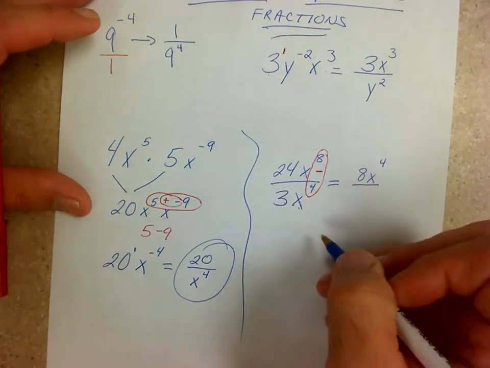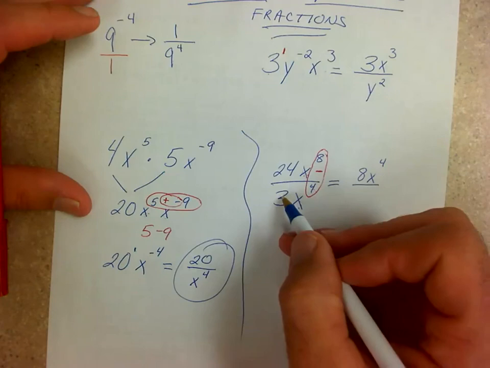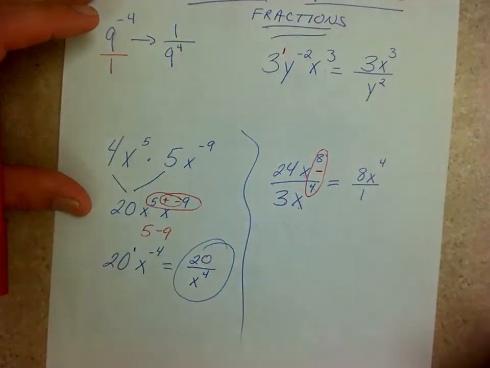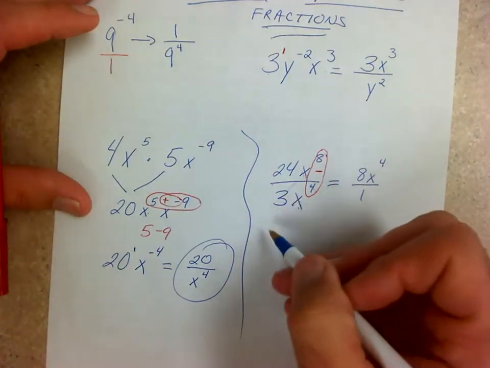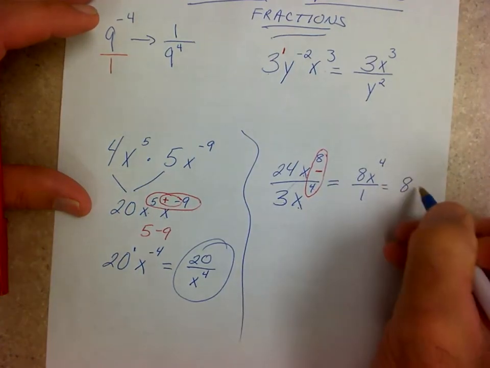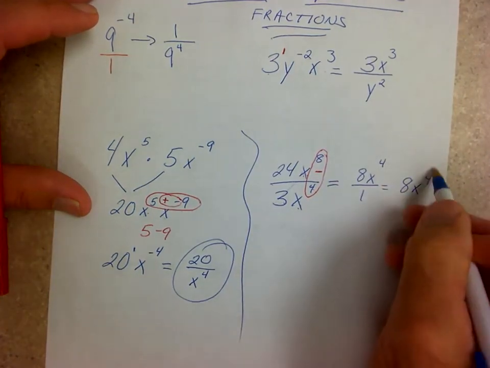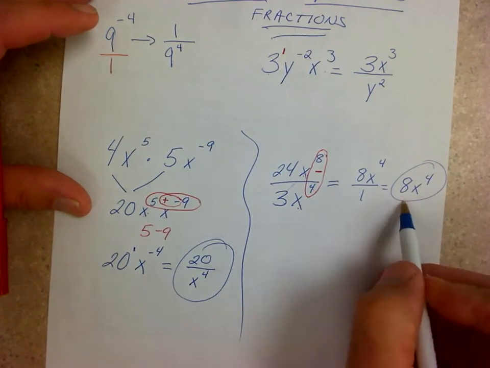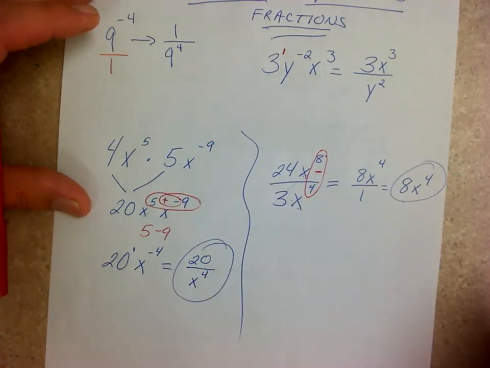And so based on the example we have here, there's only a 1 left in the denominator. The 3 got divided out, the x got factored out, so there's really only a 1. So this would clean up to just 8x to the 4th. Much easier to deal with than what we had in the very beginning. So simplifying is going to save us a lot of time there.